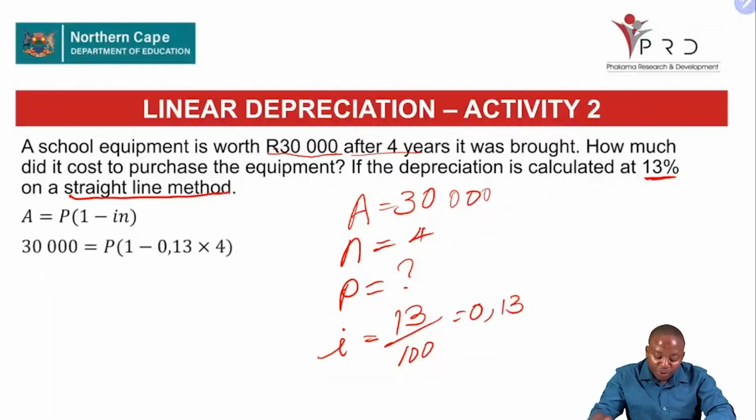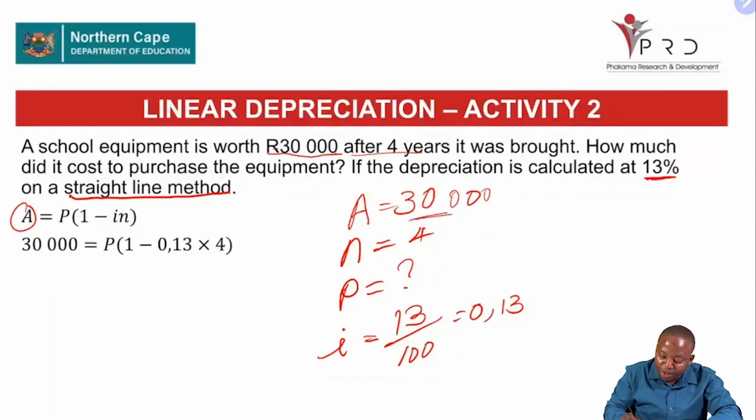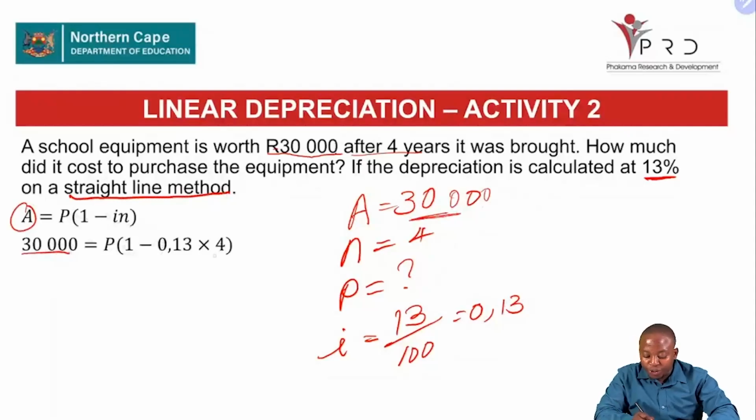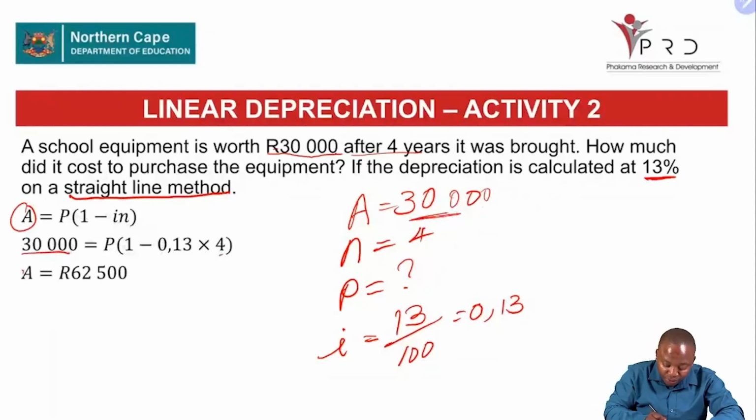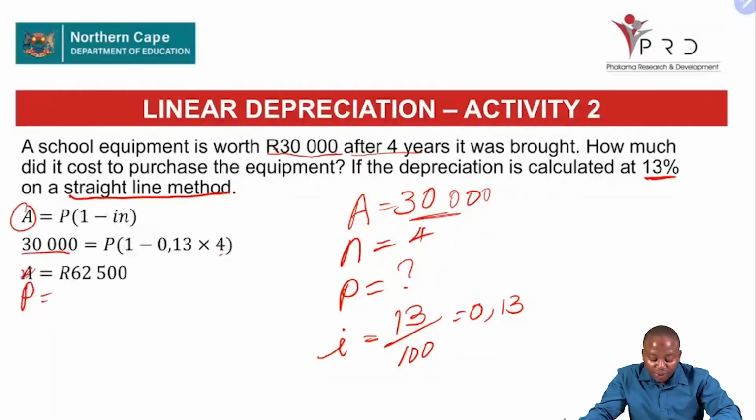We plug in the values. We know our A from our data, 30,000. Put 30,000 in the space of A. P is what we're looking for. 1 minus, in the space of I, we have 0.13 multiplied by 4, which is our N. We get P. So that is a mistake, that's not A, it's our P. So we get P as 62,500. That means you bought the equipment for 62,500, 4 years ago. Then after 4 years, it was worth how much? 30,000.